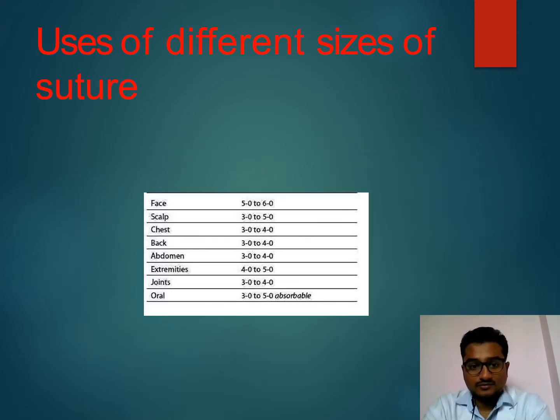Different sizes of suture are used: face 5-0 to 6-0, scalp 3-0 to 5-0, chest 3-0 to 4-0, back 3-0 to 4-0, abdomen 3-0 to 4-0, extremities 4-0 to 5-0, joint 3-0 to 4-0, oral 3-0 to 5-0, absorbable.